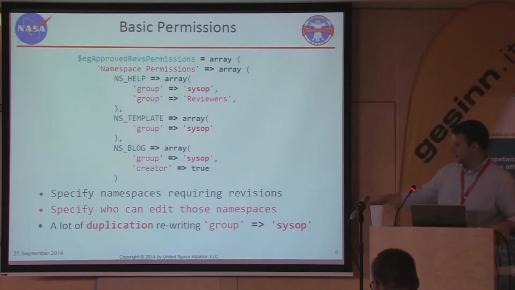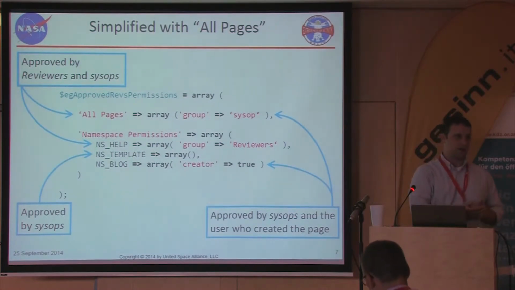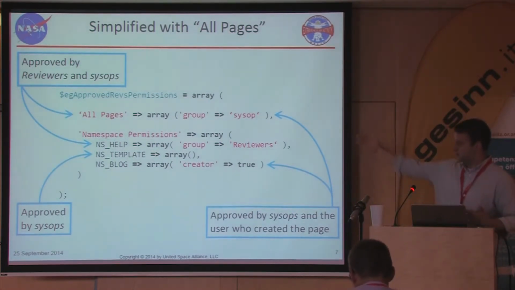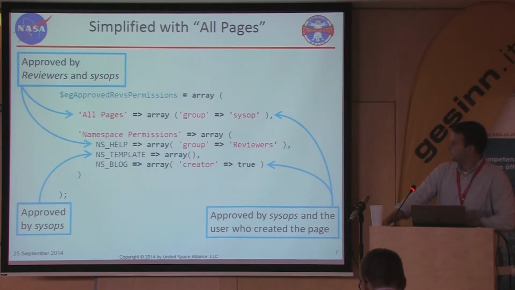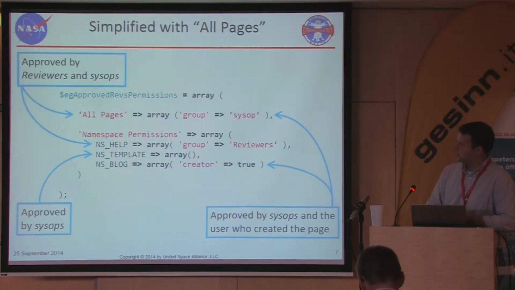One note here, you'll see there's a lot of duplication. I'm rewriting the group sysop in every single row there. You probably want your administrators to be able to approve everything. So to simplify that a little bit, we've got this all pages group at the top, and it doesn't mean that sysops can approve something just because it's there. It's only if the page happens to be approvable per namespace permissions that the sysops can approve it. It just gives them blanket approval capability. So this is identical to the previous page where we've got those three namespaces. It's just a little less writing, a little cleaner.